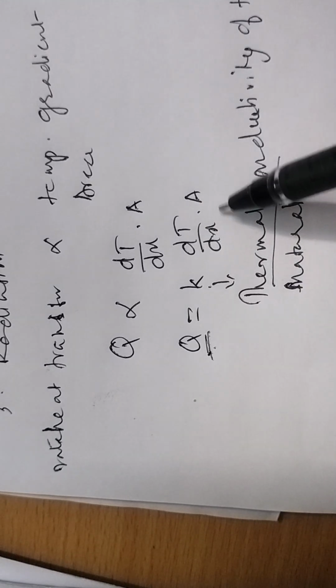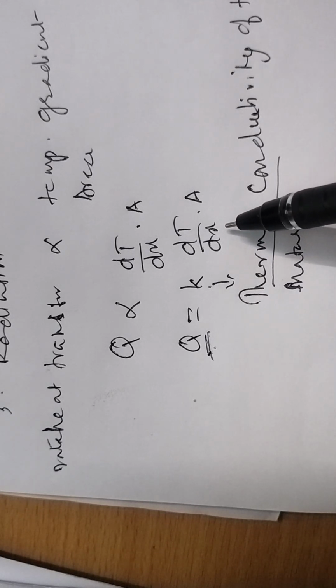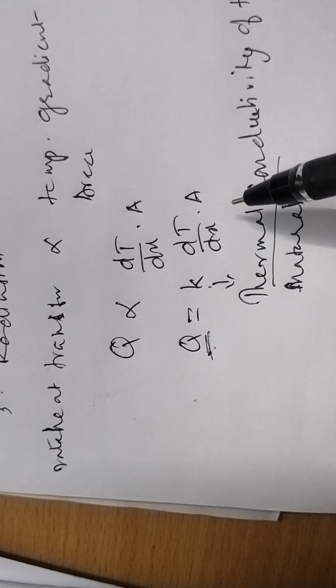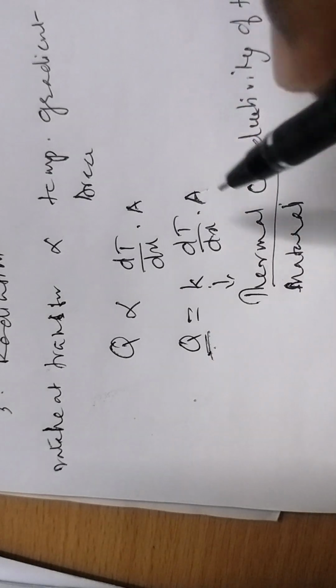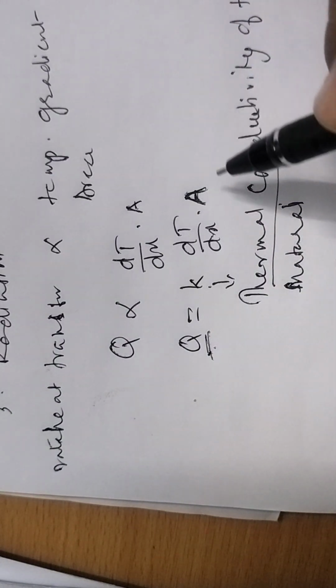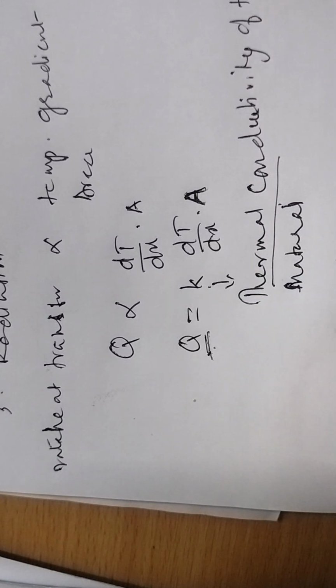Then the distance through which the heat travels, like the thickness of the material. If we have more thickness, the penetration of heat will be reduced. Similarly the surface area: when we keep on increasing the area, the heat transfer will be increased. So that is the basic idea behind the Fourier law of heat conduction.